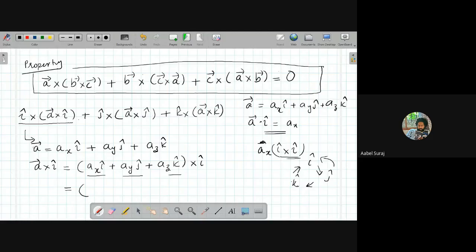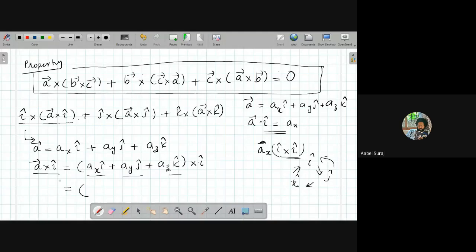So now, first one, it will be 0 ax, so the ax component won't be there. Just memorize or understand this: if you are writing a cross i, there will not be an i component here, because i cross i is obviously 0. Only j and k components will be there. So we are actually doing j cross i, which is minus k.